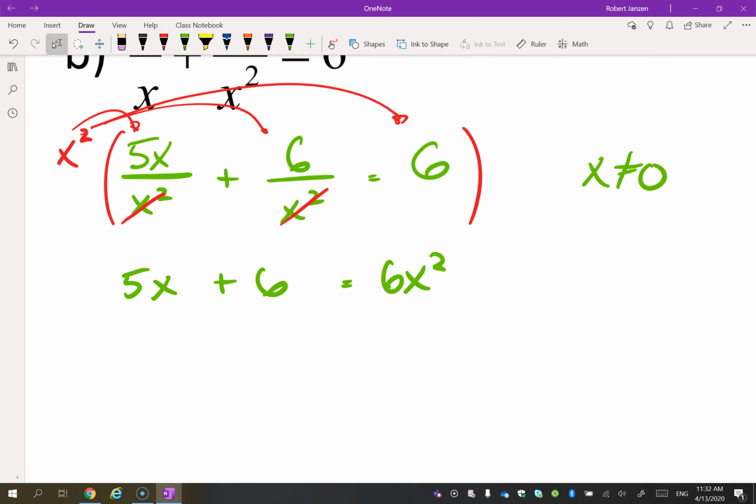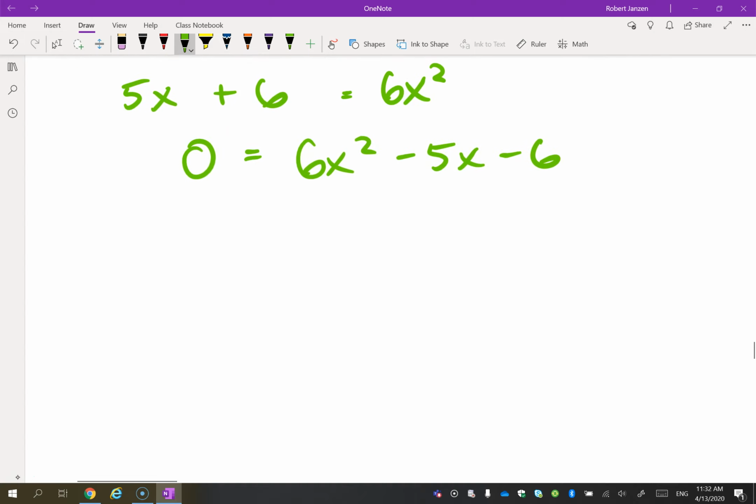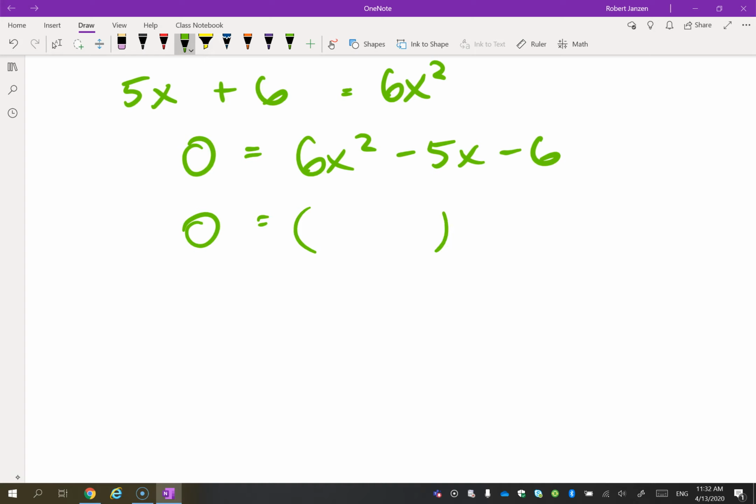Okay, so bringing everything to one side, let's go 6x squared minus 5x minus 6. Now we want to factor to figure out what x should be. So let's go 3x and 2x, plus 2, minus 3.